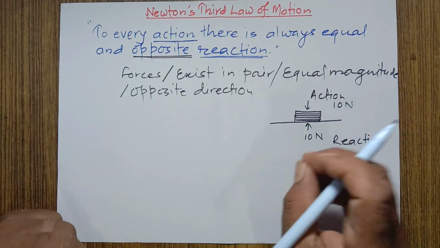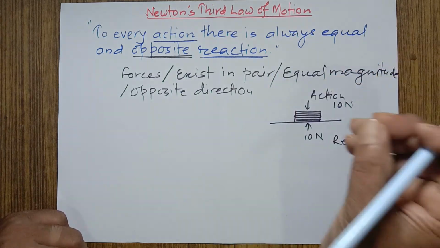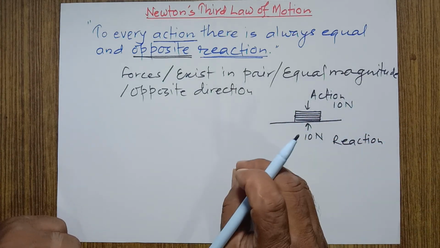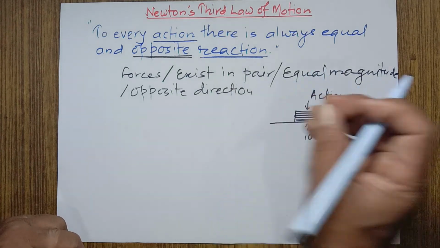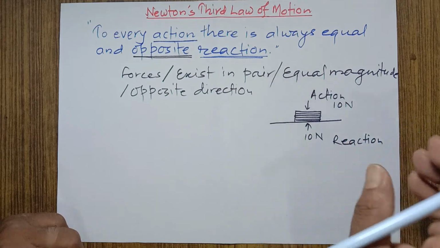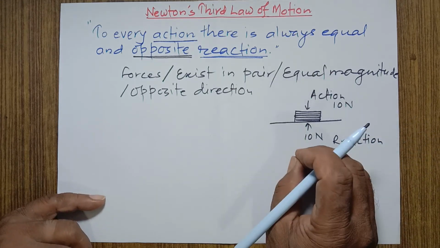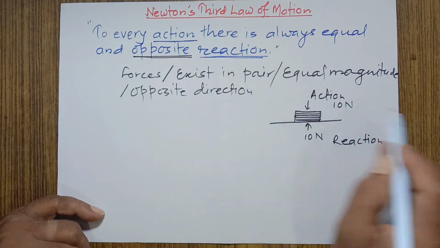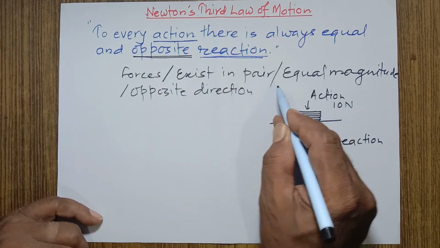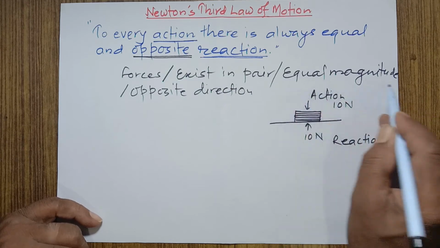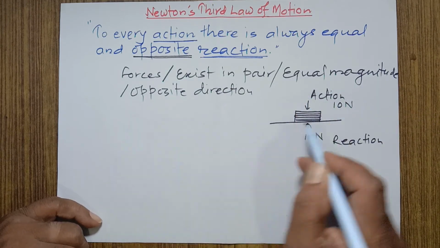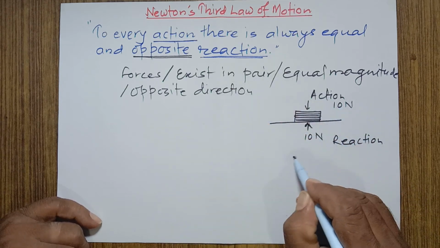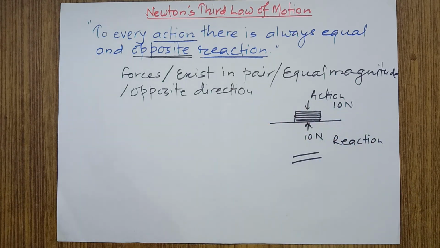Wherever a force acts on a body, the second one also exerts the same amount of force on the first body, and the first one is called action and the force exerted by the second one is called reaction. Force never exists single, it always exists in pair. Both of them have equal magnitude, but they act in the opposite direction. This is the meaningful understanding of Newton's third law of motion.